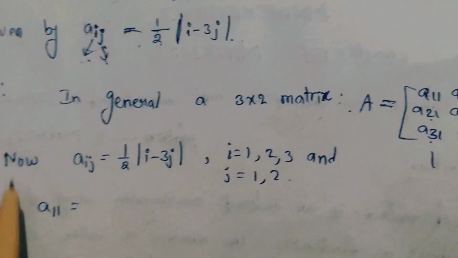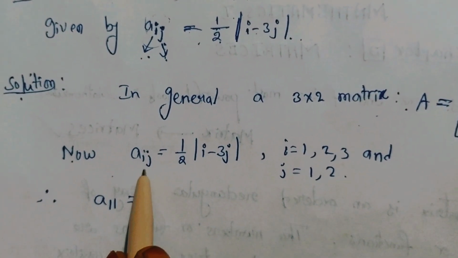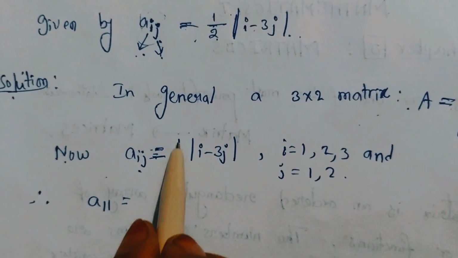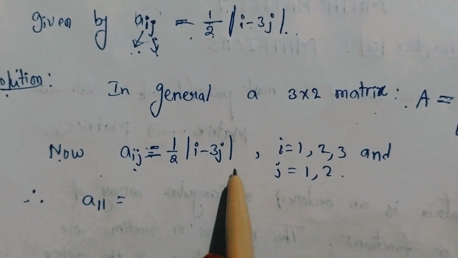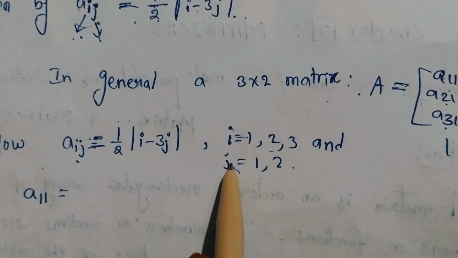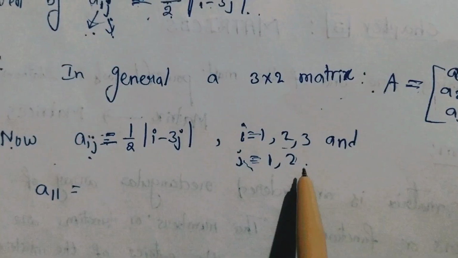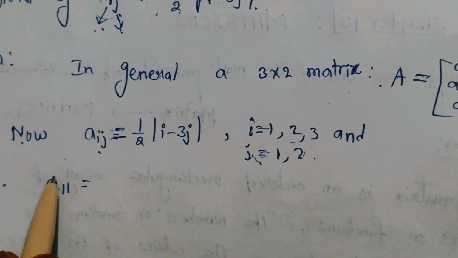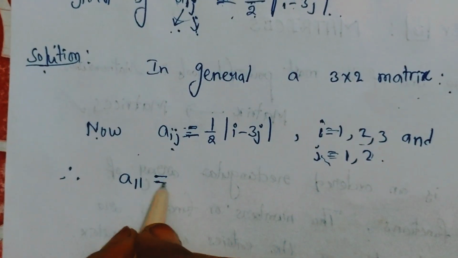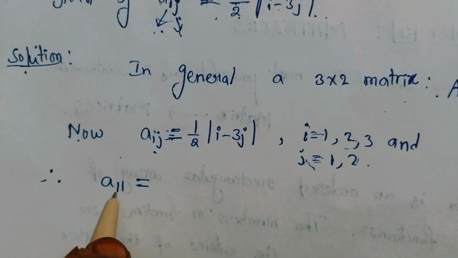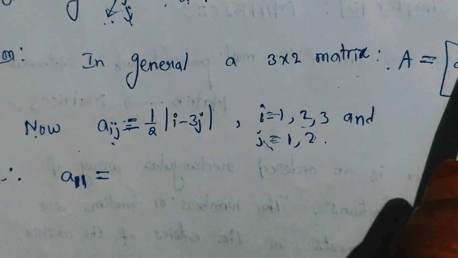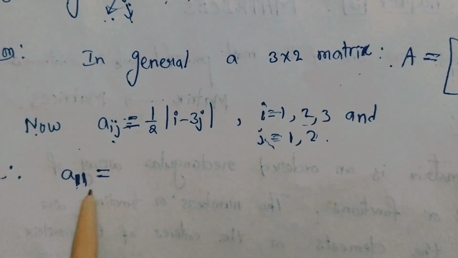This is the symbol. Now given aij equals 1 by 2 into mod of i minus 3j. Here i indicates the rows, and we have 3 rows, and j indicates the columns, and we have 2 columns. Therefore, first we calculate each element separately. First is the 1 by 1 element, the first row and first column, that is the place of A11.